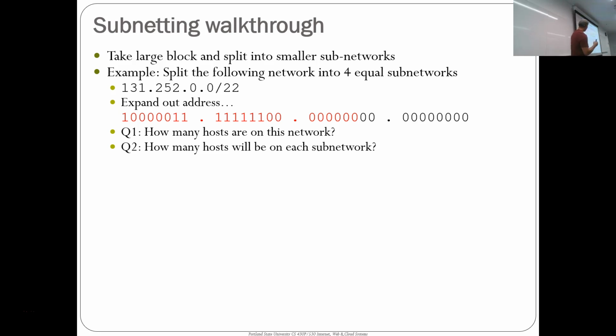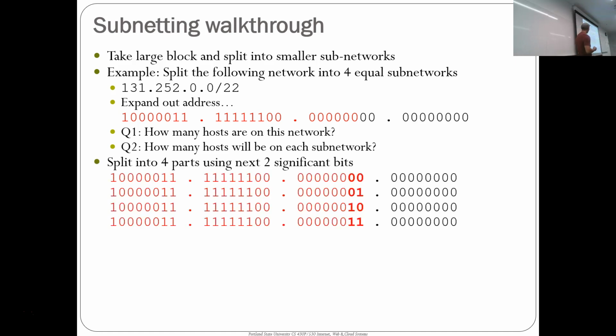The second question is how many hosts will be on each subnetwork then? 256, because I want to put this into 4 equal subnetworks. The way I would then split this up into 4 is to take the next 2 significant bits, because you need 2 bits to specify 4 parts. I would use those 2 bits to split up the rest of the space. So that is what we'll do to do the subnetting.